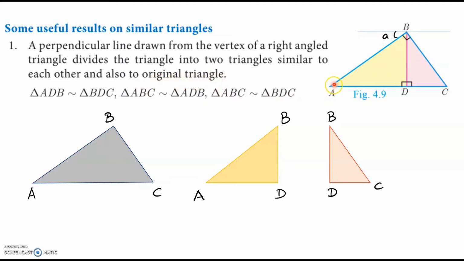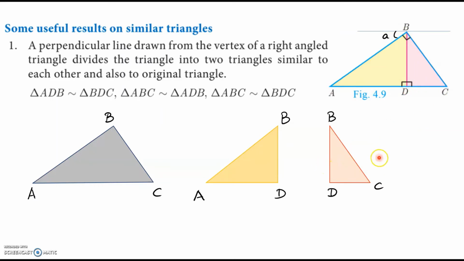So we have here this original triangle, which is ABC. We are drawing this line perpendicular to AC and it meets the vertex at B. Note that this is 90 degrees here, and it's going to be 90 degrees here and here. Now we get three triangles: the original triangle ABC, which is this one, then ABD, which is this one, then BDC, which is this one here.